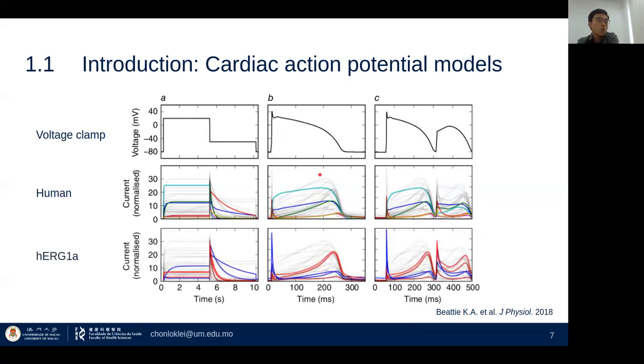And this one is hERG 1A from some expression systems. And again, the literature models show various types of predictions. That shows, in fact, how uncertain we are for this particular IKr model in terms of the kinetics. So given the uncertainty, or given that we're not 100% sure what the right kinetics are for the ion channels or the individual currents, in the rest of this talk I will try to show you the effect of such an uncertainty when it comes to drug block predictions, if we just ignore these uncertainties.